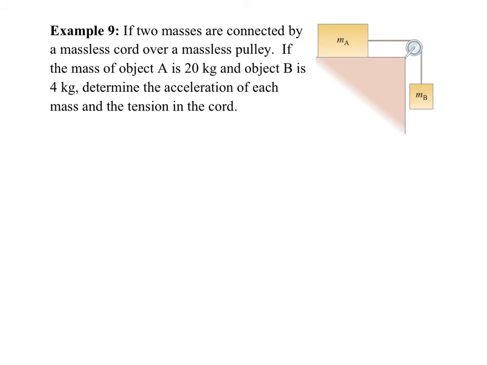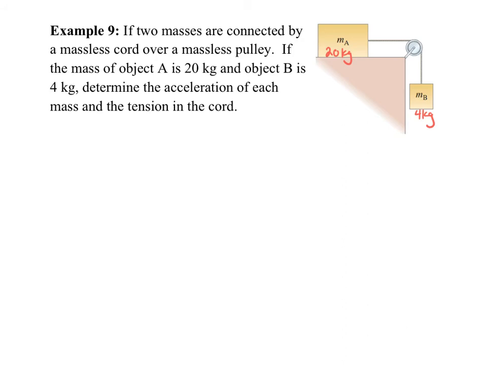So the two masses are connected. The mass of the first object is 20 kilograms. That's up here. All right, that's the 20 kilograms. And the second object is 4 kilograms. Determine the acceleration of each mass and the tension in the cord.